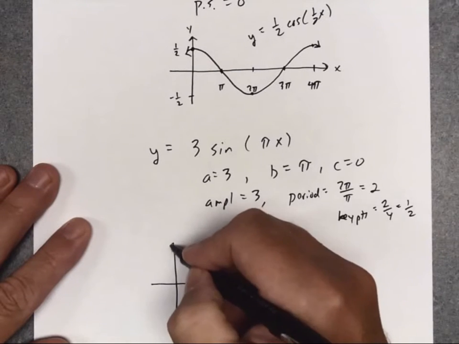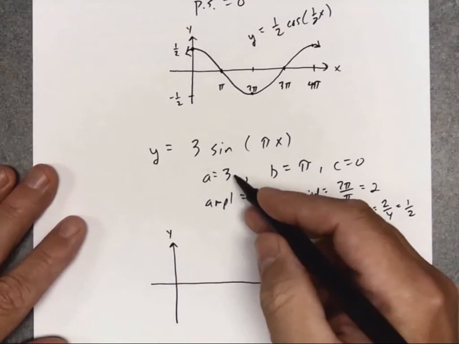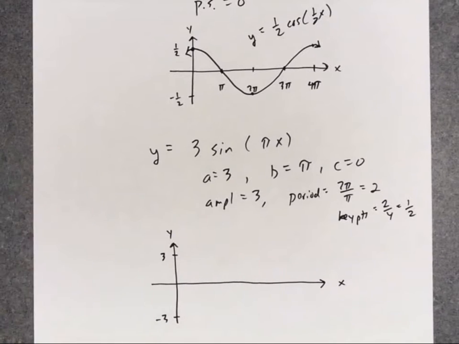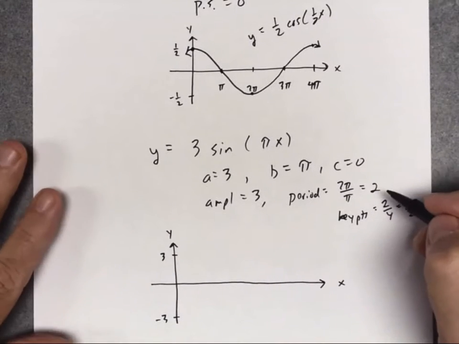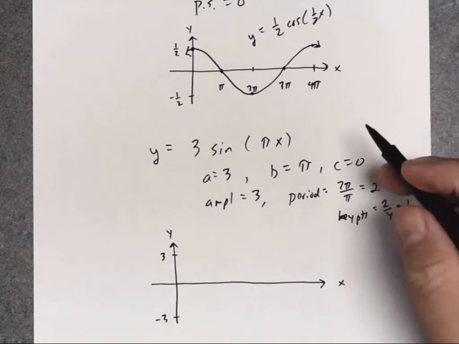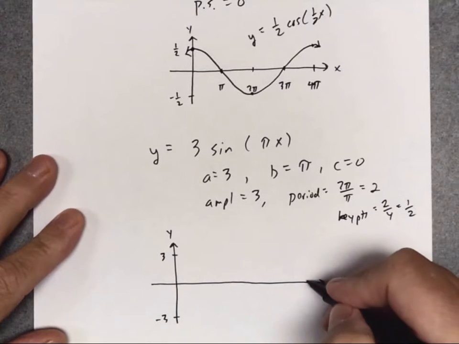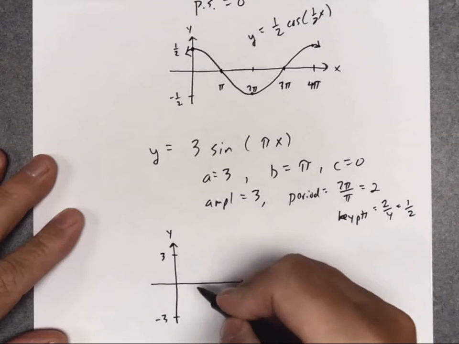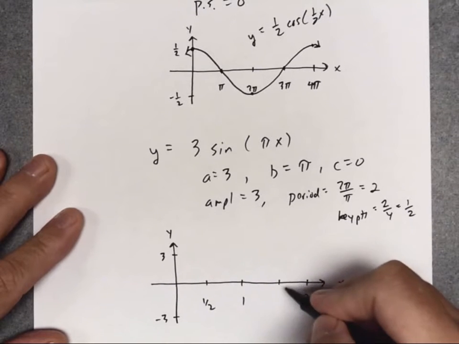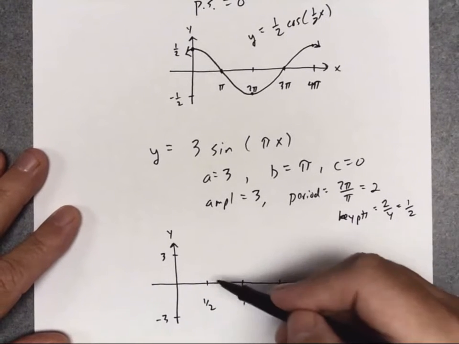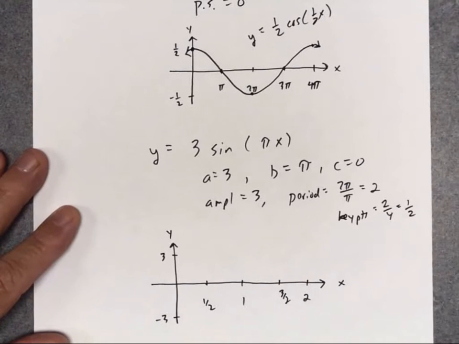The big difference here is, first of all, the amplitude is pretty straightforward. It's 3. So I'll go up here and I'll mark 3 and -3. Now the period is 2. Up until now, all the graphs have had the period as some multiple of pi, either 2 pi or 4 pi. Now it's 2. So I'm going to go out here and I'm just going to call this 2. Now if I cut it in half, it's 1. And then here's 1/2. And here's 3/2. Now that sort of makes sense because I'm saying my key point spacing is 1/2. So every 1/2, I'm going to have one of my key points.